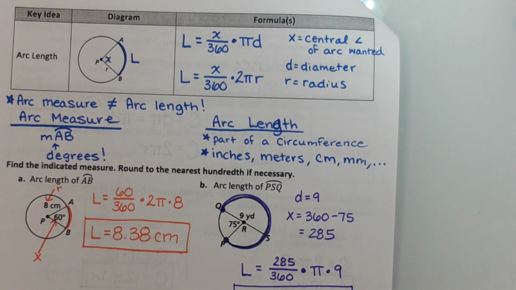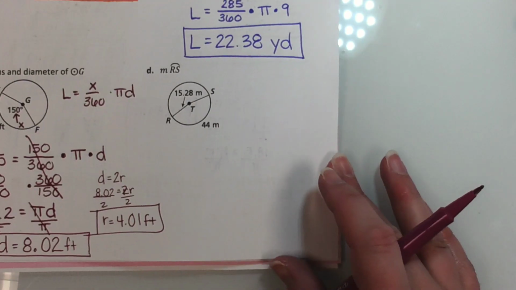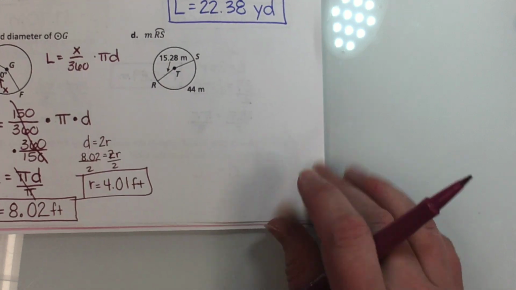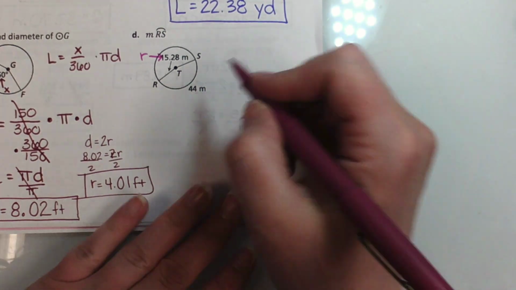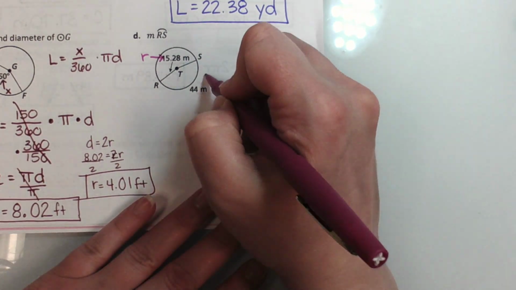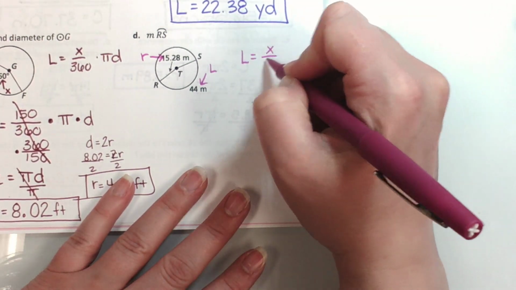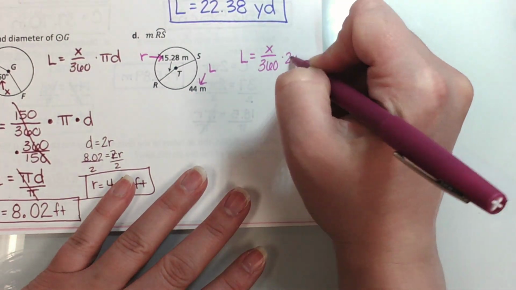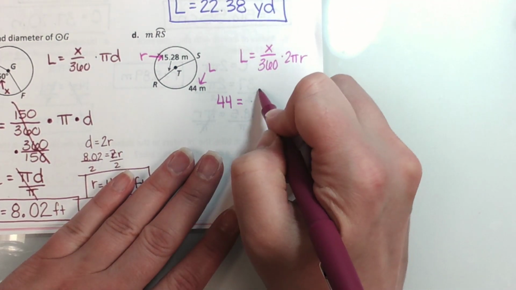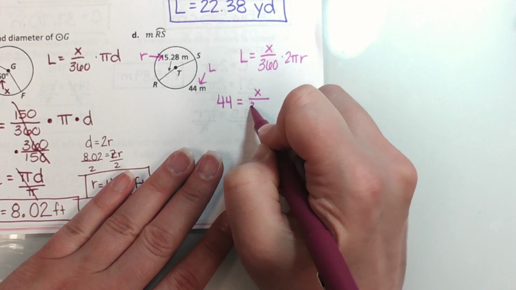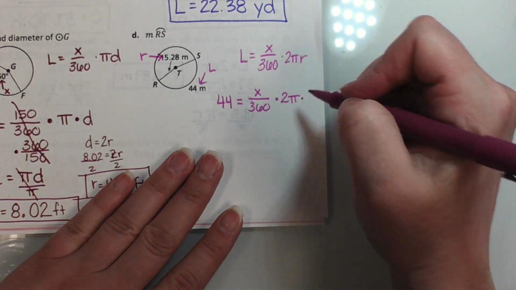So if I find the central angle, I've found the measure of the arc. So I'm solving for x this time. Top formula or bottom formula? Bottom, because I'm given a radius. What's the 44 meters? That's the length. It's an arc length. L equals x over 360 times 2 pi r is the formula I'm working with. L is 44 equals x, I don't know, over 360 times 2 pi times 15.28.